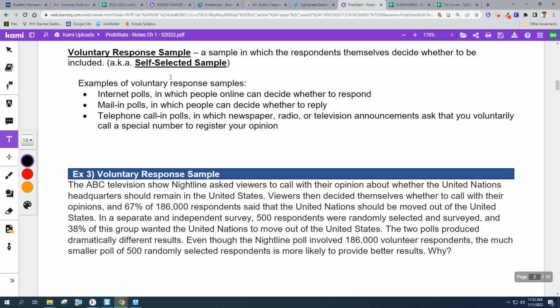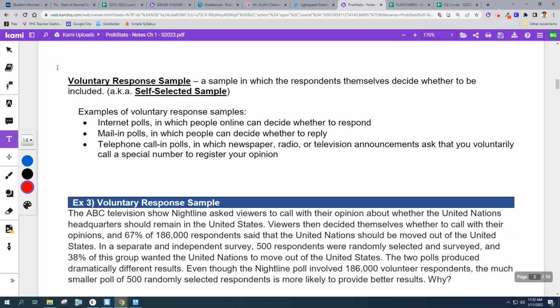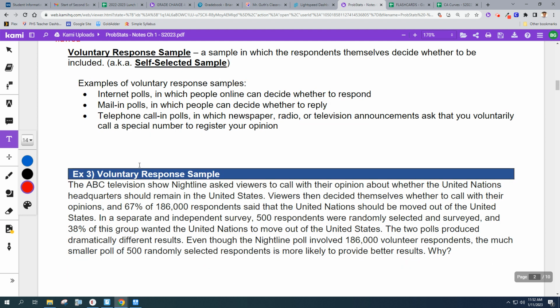Voluntary response sample: a sample in which the respondents themselves decide whether to be included or not. You're going to see this a few times and understand that this is a flawed method of collecting your results. Examples are internet polls, in which people online decide whether to respond, and mail-in polls, where again they decide whether to reply. The thinking is only the really, really motivated people are going to respond. Your average person might not respond, but somebody who really feels strongly is going to be more motivated to respond to this poll. Leads to bad results.